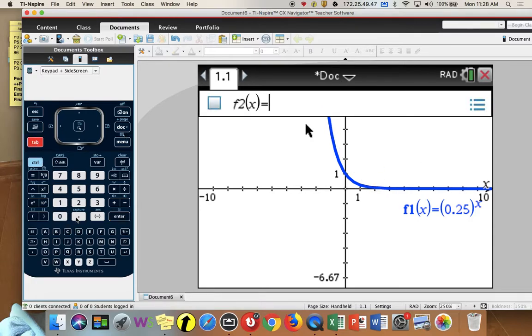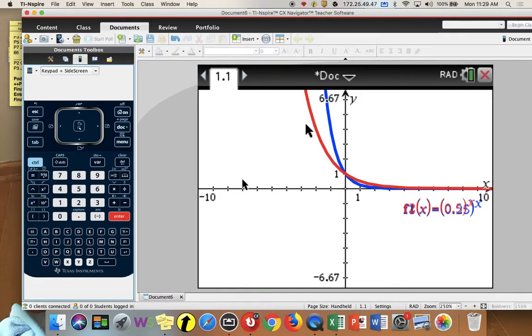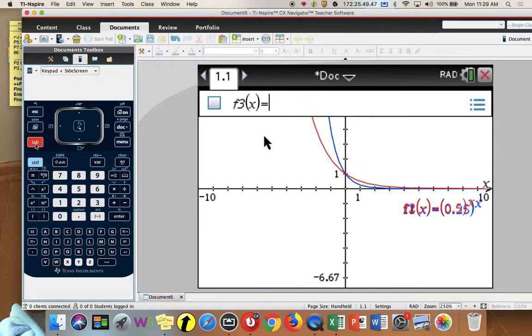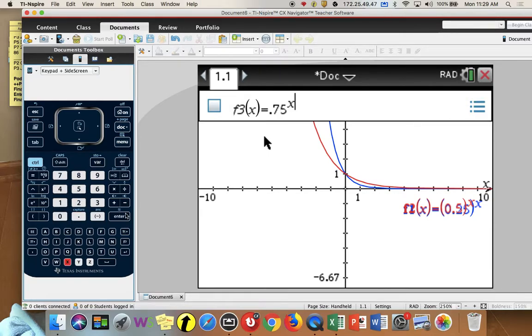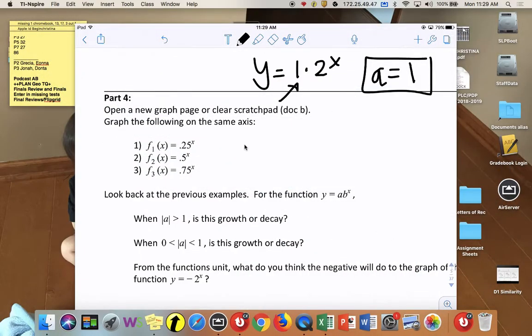Let's do the next one, 0.5x. Make a prediction on what's going to happen to your graph. You can see it's decaying faster. And our last one, 0.75 should decay even faster is my prediction. Right here. And you can see that it's decay as well.